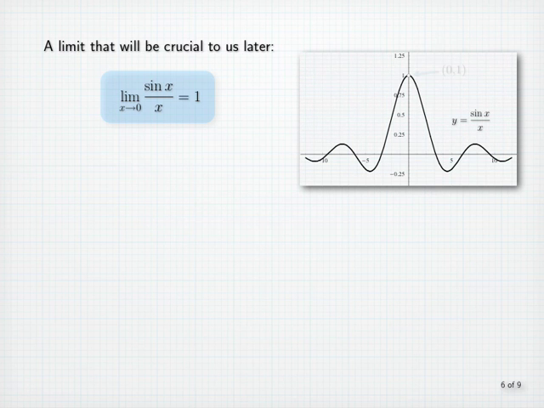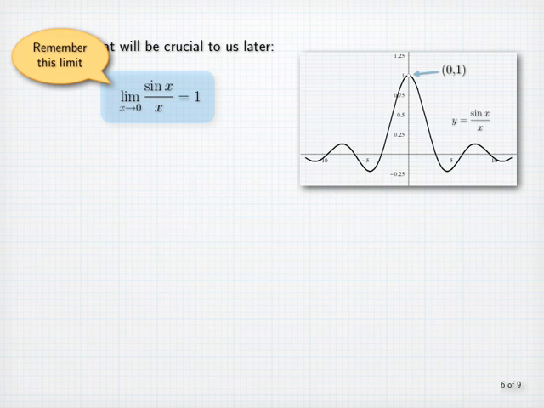Here's the graph of sine x over x. That function is undefined at 0, of course, but since the limit is 1, the graph simply has a hole corresponding to the point 0, 1. This is a limit that you're going to want to remember.